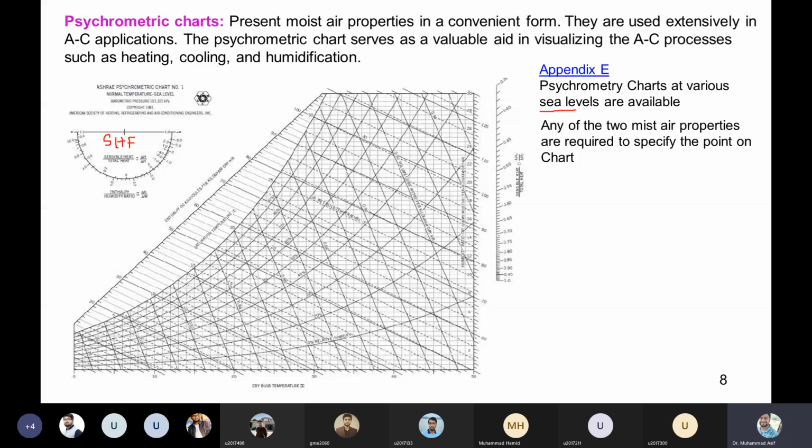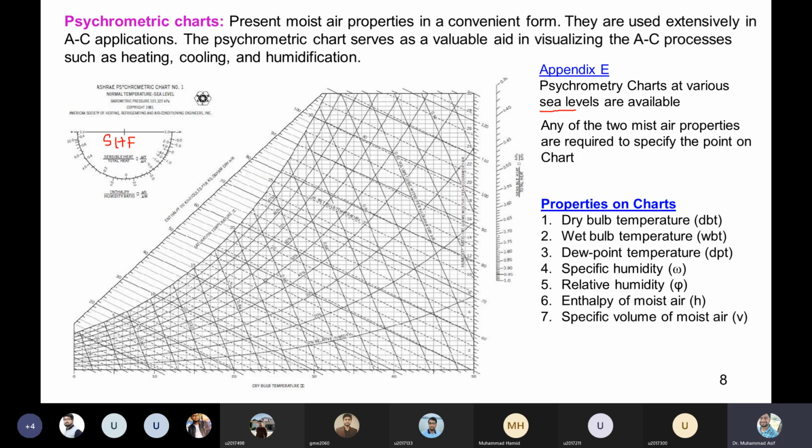Basically, on the psychrometric chart, if you know any two properties, we can locate the remaining properties and read them from the chart. But you need to know two properties. If you look at all of the properties, there are 7 properties mentioned on the psychrometric chart. One of them we call the dry bulb temperature.